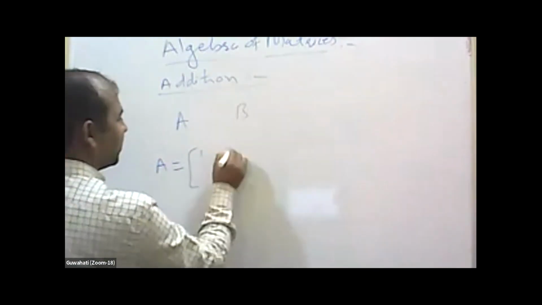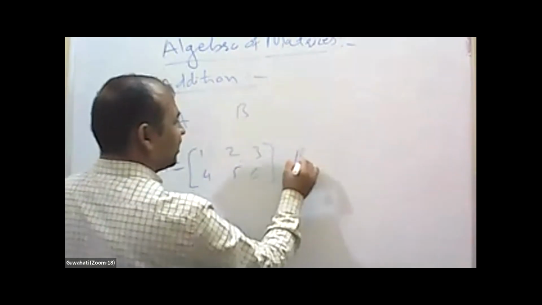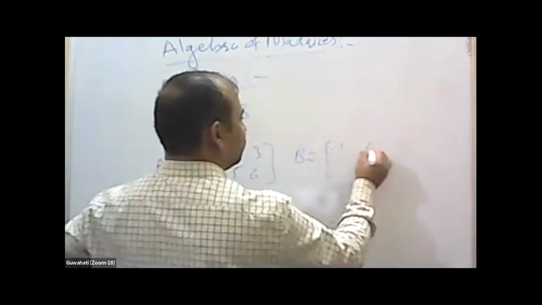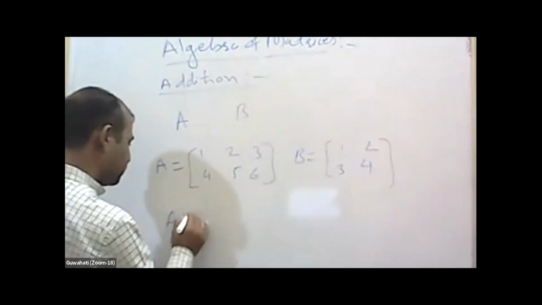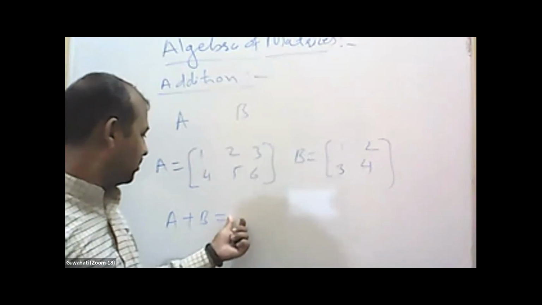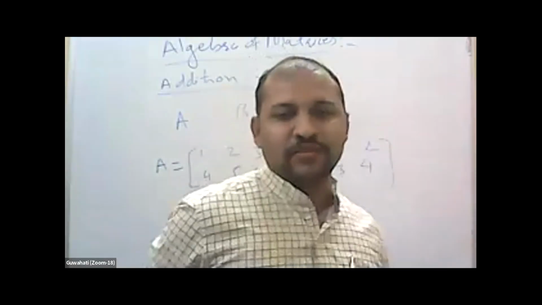Suppose a matrix A is 1, 2, 3, 4, 5, 6. Another matrix B is 1, 2, 3, and 4. Can I add these two matrices, A plus B? No, sir. Then what condition should be there? Condition one: both the matrices should have the same number of columns and rows. Yes, the order should be the same.